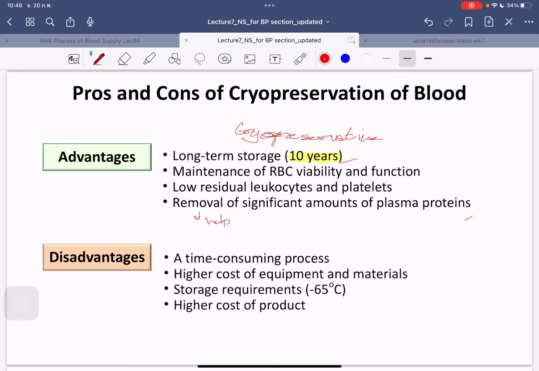It seems to have a lot of advantages, but the important disadvantage is that it's time consuming. It takes time to freeze and thaw the cells. And if you are only in a small hospital, you may not have the capacity to do cryopreservation. It requires storage at -55 degrees Celsius for just 1 year. If you want to store longer, you have to put it into liquid nitrogen. And it's very high cost because you cannot use the normal blood bag.